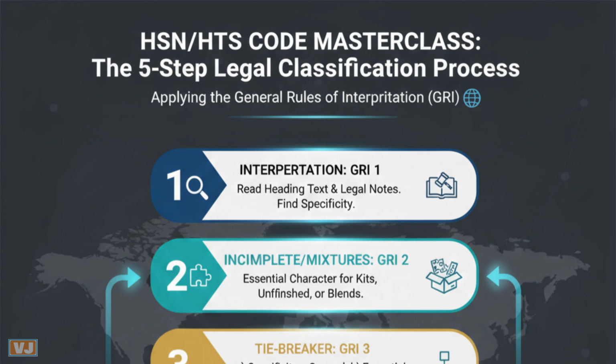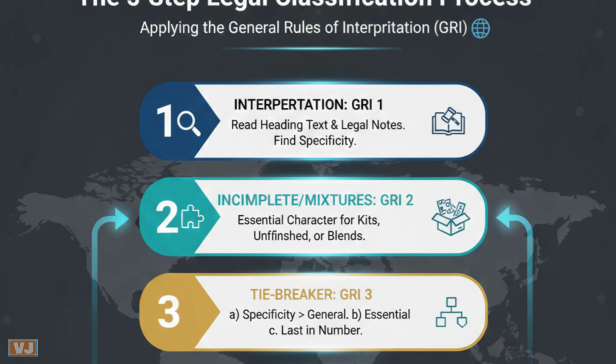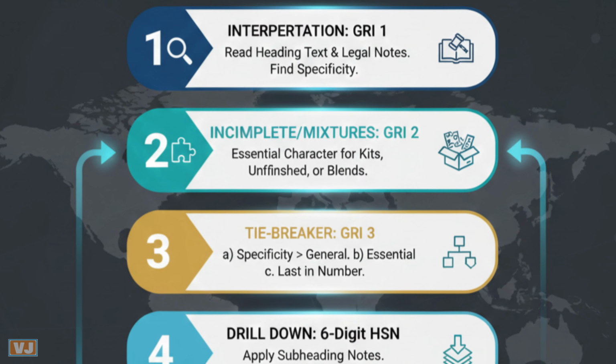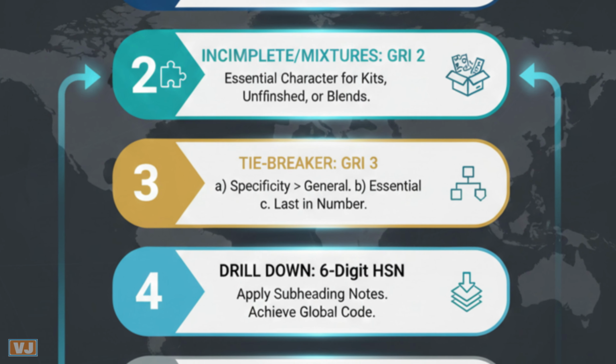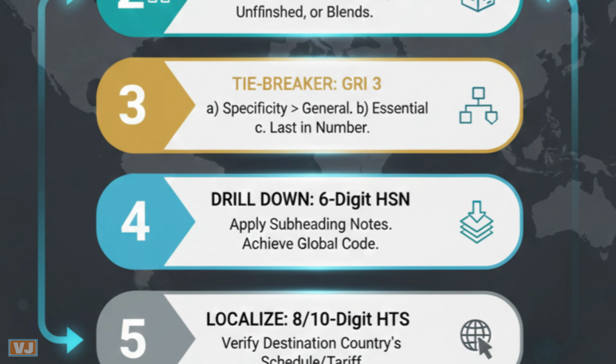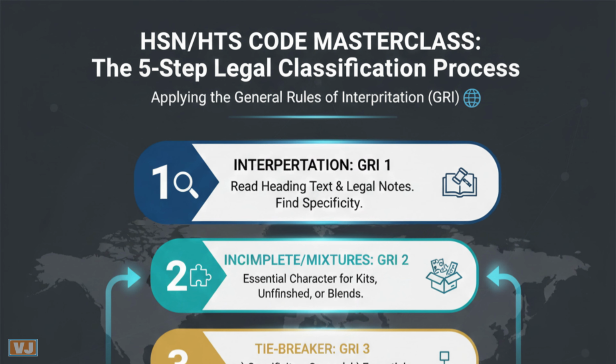First, you must understand that HSN classification is a legal process, not a simple search. So, this is very, very important. It is a structured hierarchy that moves from the broad section down to the chapter, the heading, which is 4 digit, and finally the subheading, that is the 6 digit. You must follow this order. Now, there are three pillars of this GRI, the General Rules of Interpretation, to classify products. The entire process often starts with GRI 1.